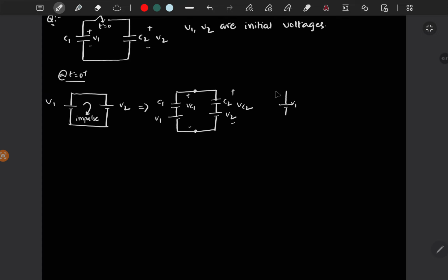Since V1 is in this polarity and the negative of this is connected to the negative of V2, these two will be subtracted, right? If opposite polarities of both the batteries are connected, then those two will be added, and if the same polarities are connected, then these two will be subtracted, and whichever is the higher voltage you will get at that polarity. So I'm assuming, suppose V1 is greater than V2, then you will get V1 minus V2 in this polarity.